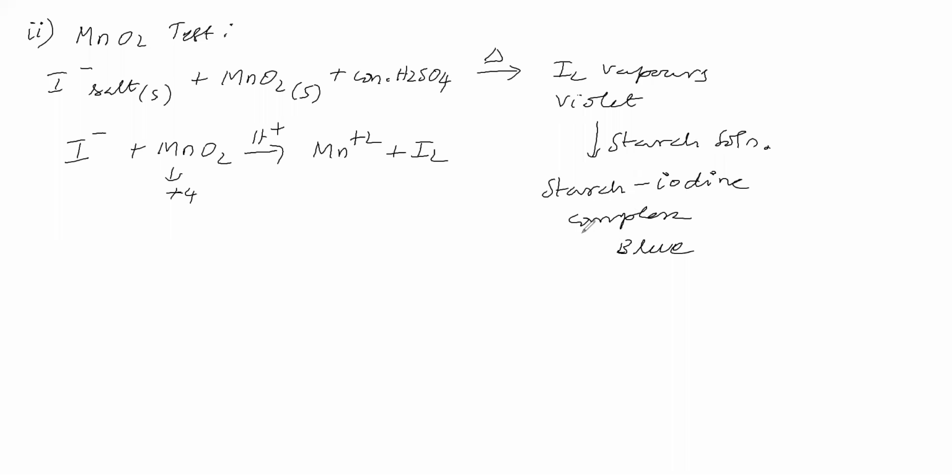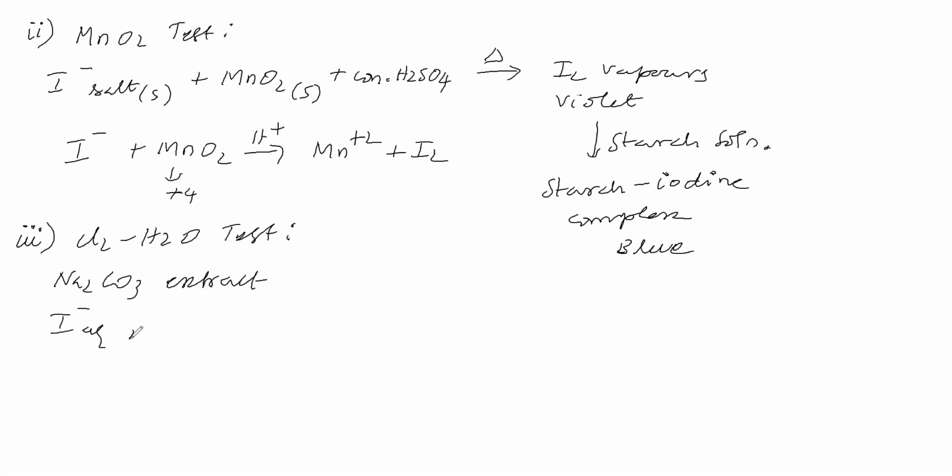Okay, next we will see the chlorine water test for I minus. For this, we take the sodium carbonate extract. The sodium carbonate extract contains I minus, not Cl minus. This extract contains I minus aqueous and excess carbonate.